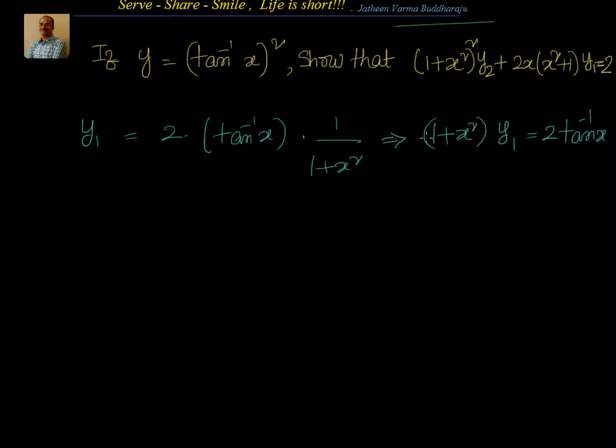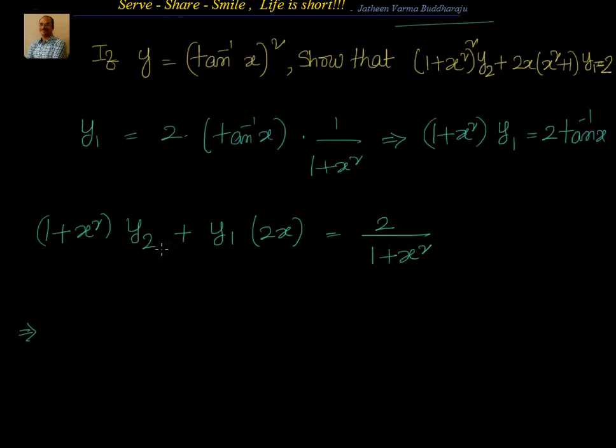Now let's try to apply differentiation on both the sides. I will have, if I differentiate, 1 plus x square that is my u, and v dash is the derivative of y1, which is y2, plus y1 into the derivative of 1 plus x square, which is 2x. That's equal to the derivative of 2 tan inverse x, that is 2 by 1 plus x square.